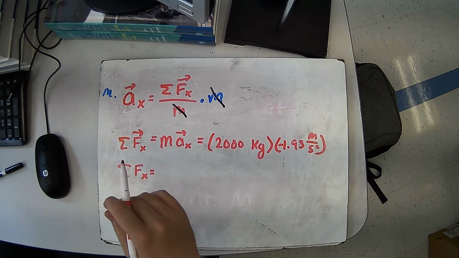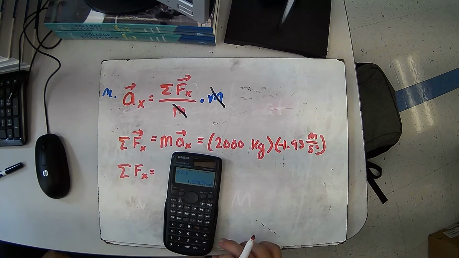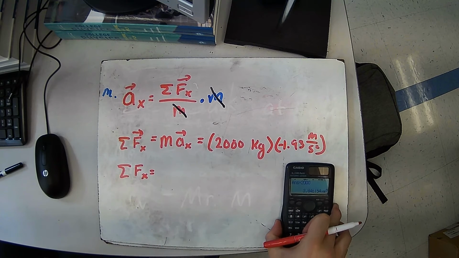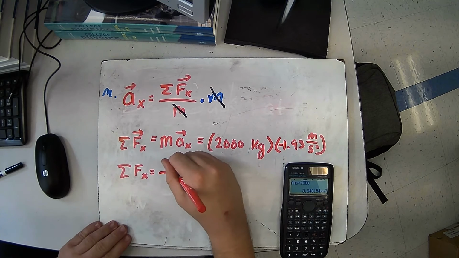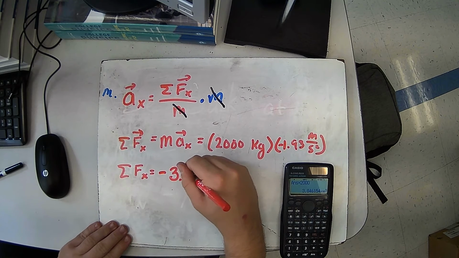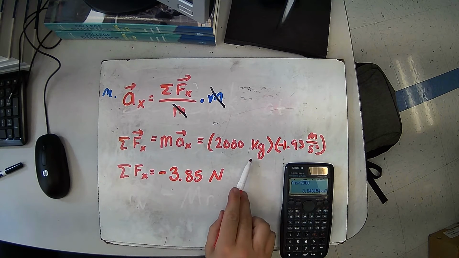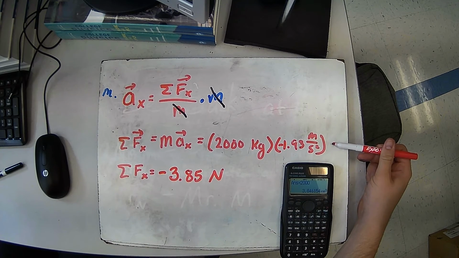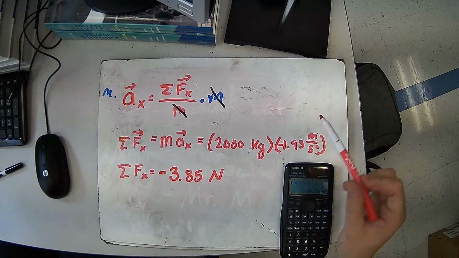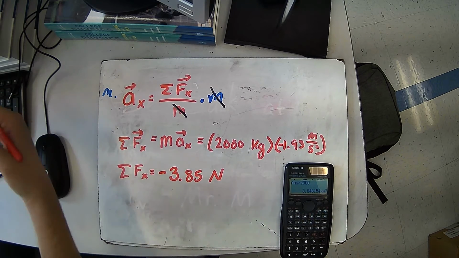Anyway, 2,000 times 1.93, I'm going to grab my calculator, equals negative 3.85 thousand newtons. Remember that a newton is a kilogram times a meters per second squared. So multiplying these units together gives us a newton, which is our unit for force.